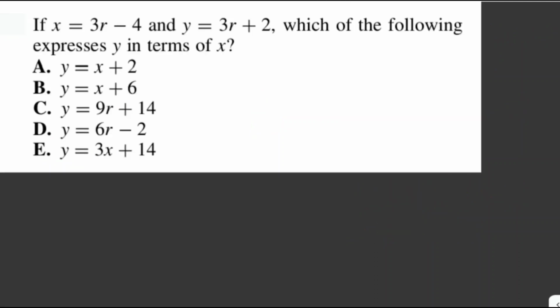If x equals 3r minus 4 and y equals 3r plus 2, which of the following expresses y in terms of x? Now, to write an expression for y in terms of x, when x is equal to 3r minus 4 and y equals 3r plus 2, we first solve x equals 3r minus 4 for r.